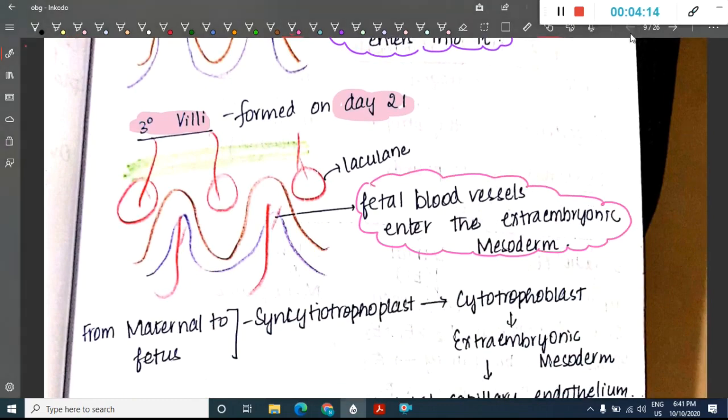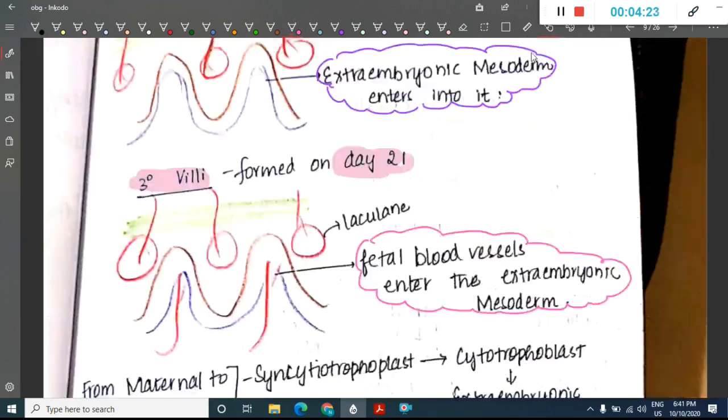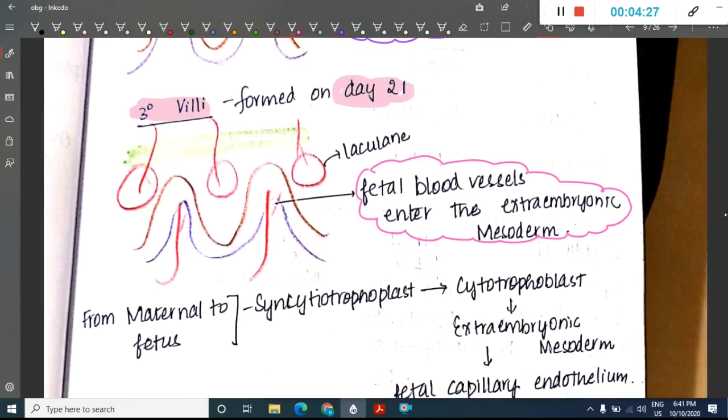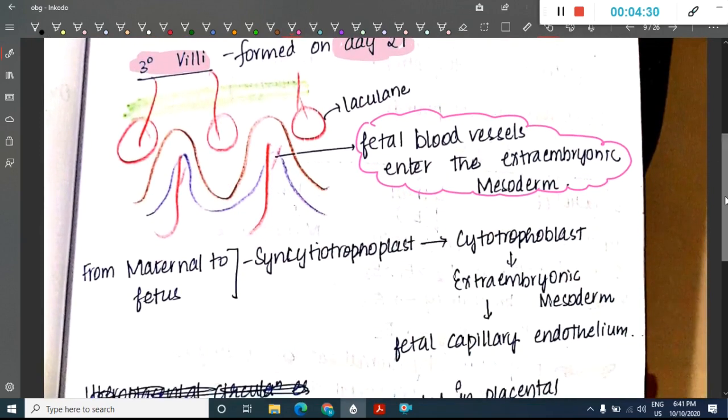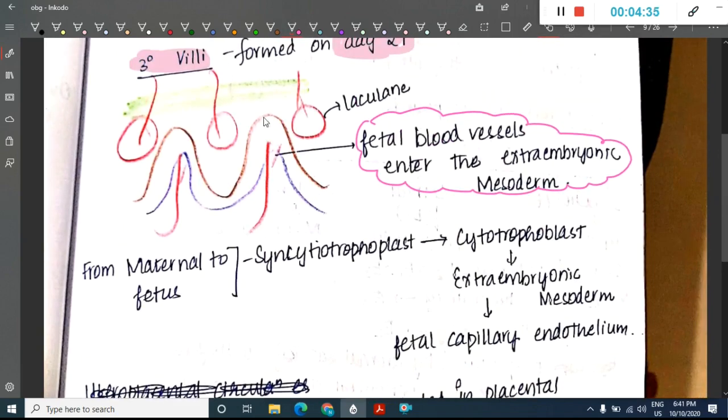If you see, in primary villi the cytotrophoblast first invaginates. In secondary villi, the extra embryonic mesoderm invaginates into cytotrophoblast. In tertiary villi, the fetal blood vessels enter the extra embryonic mesoderm. From maternal to fetal surface, there is syncytiotrophoblast, extra embryonic mesoderm, and fetal capillary endothelium. First there is syncytiotrophoblast, and this is the maternal side.